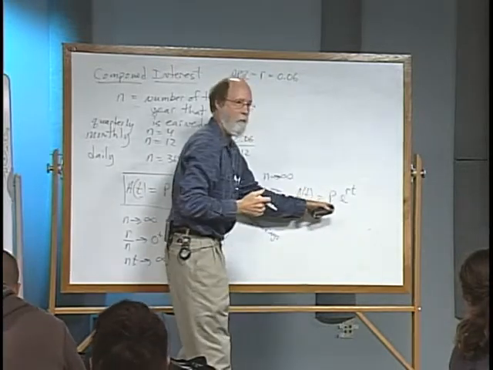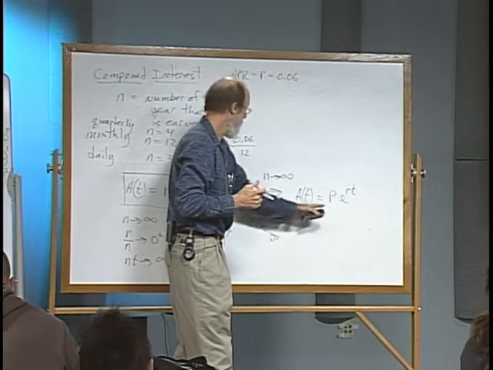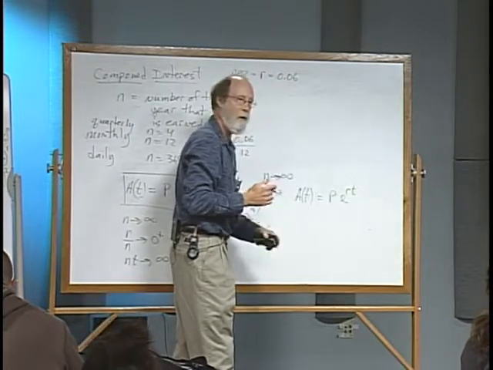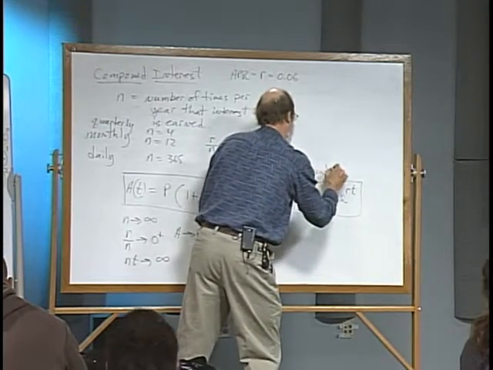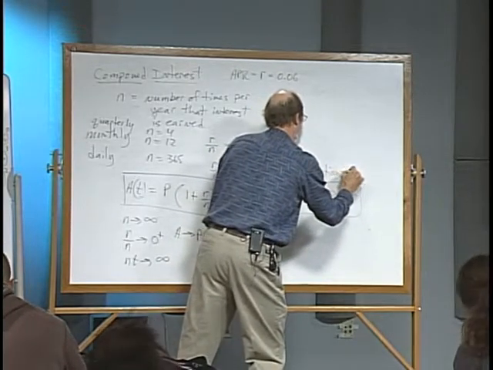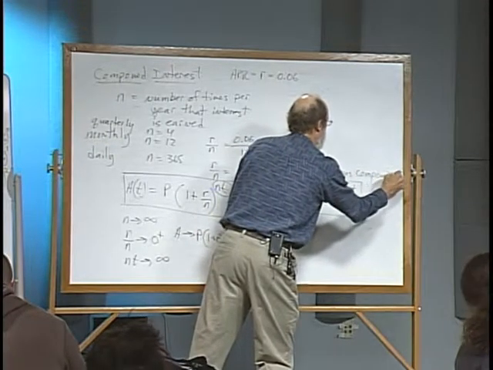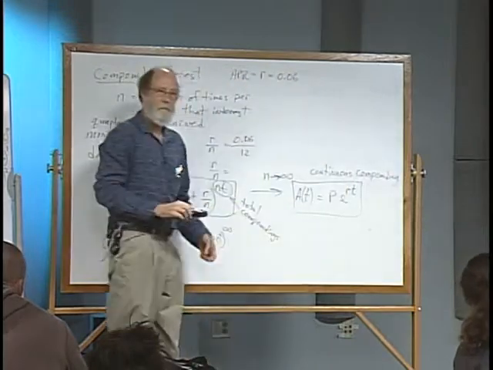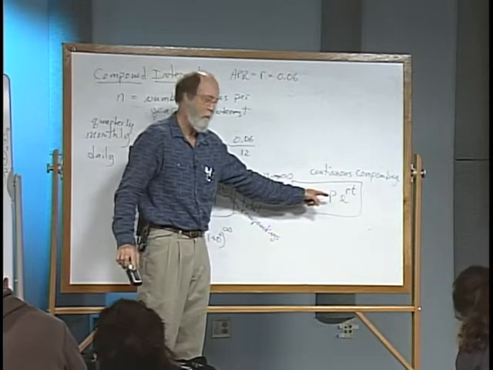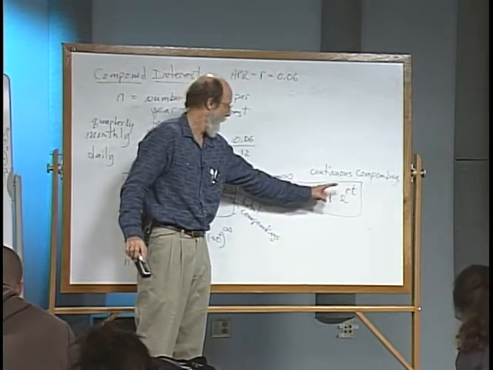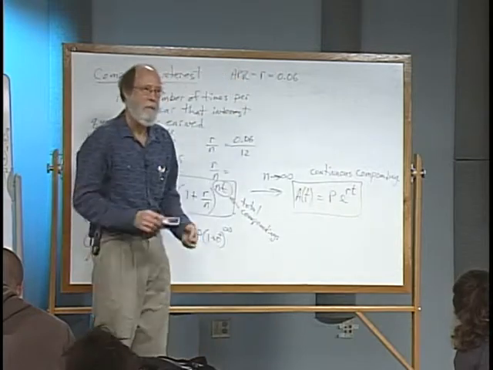You can remember this, PERT. Future value equals P e to the rt. This is for continuous compounding. So it's an exponential function. It's an exponential function, folks, that happens to be written as a base e kind of exponential.